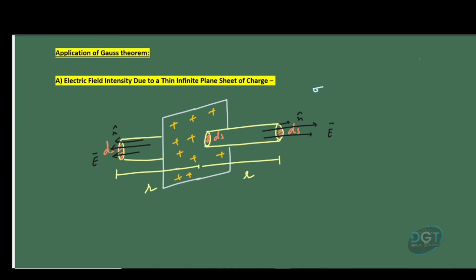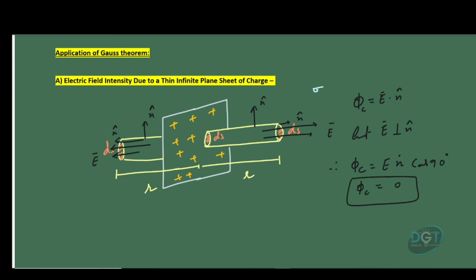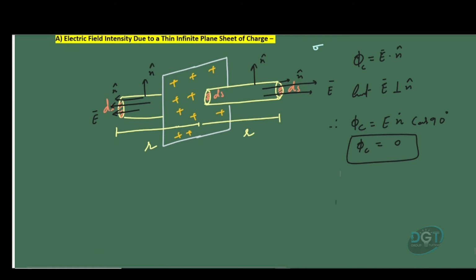Now as far as the curved part is considered, the area vector for them is perpendicular to the direction of electric field. Thus the flux through the curved part would be E dot n cap, but E is perpendicular to n cap. Therefore the flux through the curved part would be 0, as the dot product would include cos of 90, and cos 90 is 0. Therefore the flux through the curved part is 0. So the only electric flux that we are obtaining over here is through the edges.